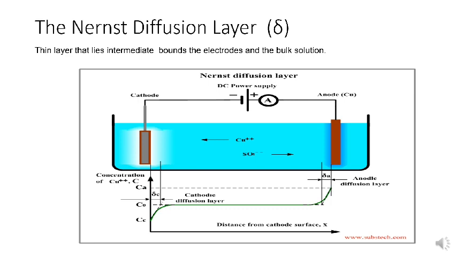The blue color represents the bulk solution, so it's uniform. The concentration of copper 2 plus is the same throughout this bulk solution, but near the electrode it becomes less, declining. It will reach zero when it approaches the electrode surface. So there is a slope, and we call this the concentration gradient.